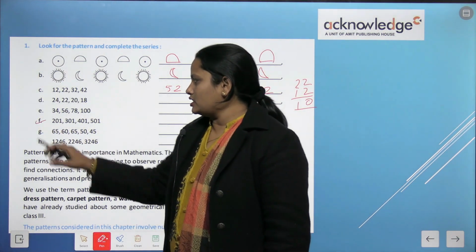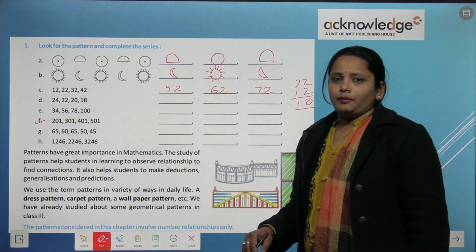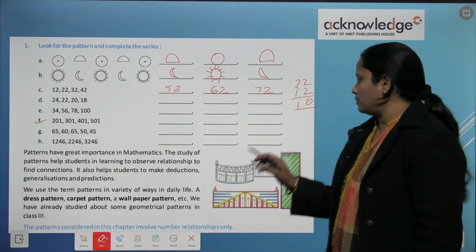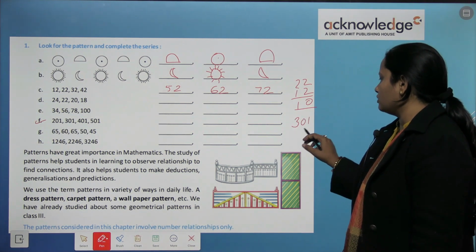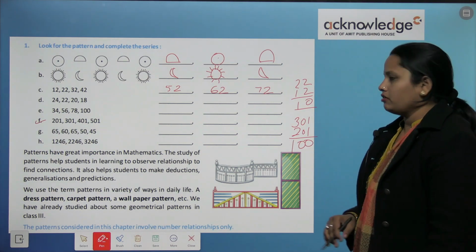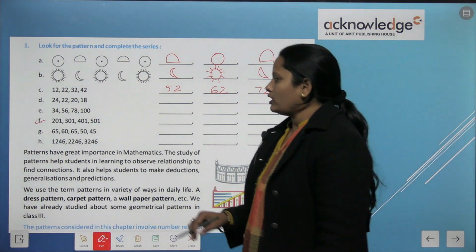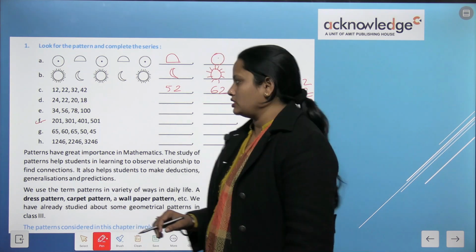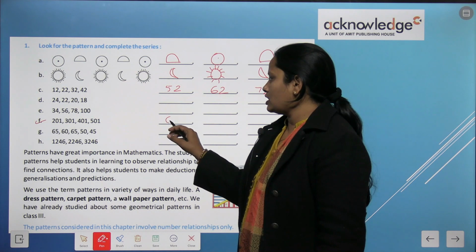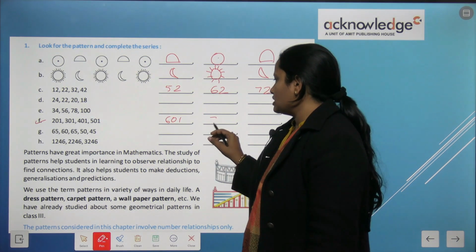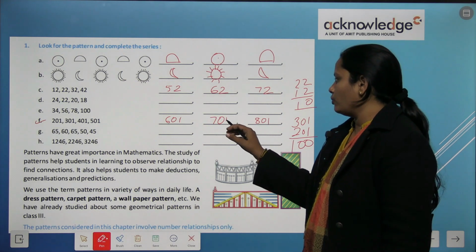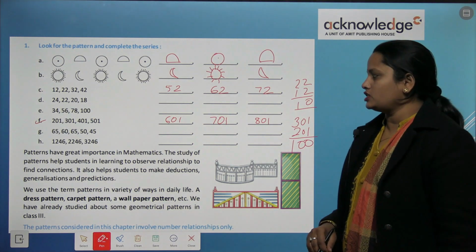Let's see this pattern. F पे आते हैं. अब ये है 201, 301. जब हमने इन दोनों को subtract किया 301 और 201 को, तो हमने क्या देखा कि 100 का डिफरेंस है. So we have to give 100 difference here. So 401, 501, 601, 701 and 801. I hope this is clear to you.